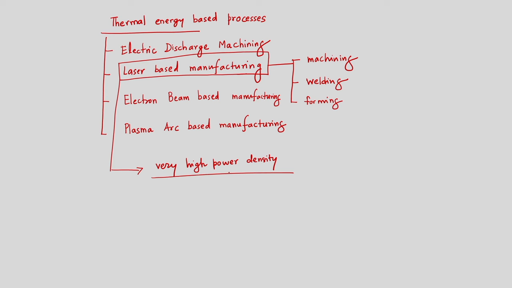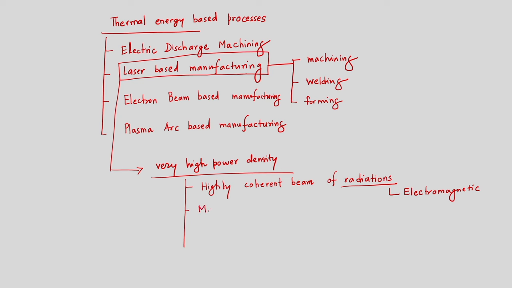So how is this very high power density achieved in lasers? This is achieved by having a highly coherent beam of radiations, and these are electromagnetic radiations. Then the next characteristic is that the beam is monochromatic. And it has the ability to focus on a very small area.